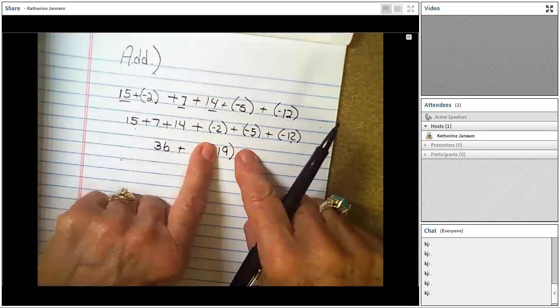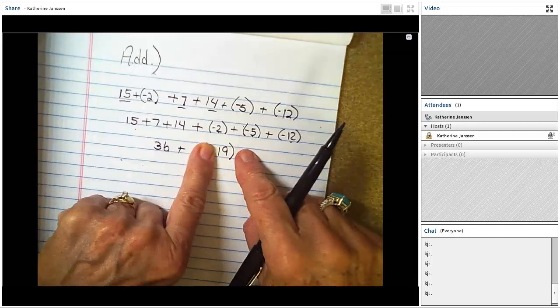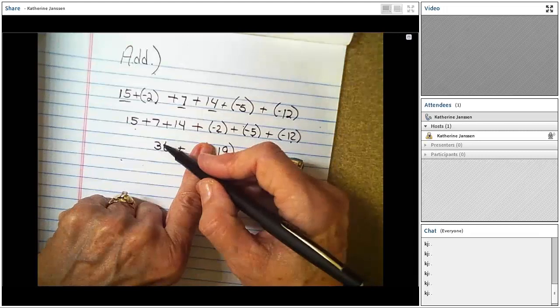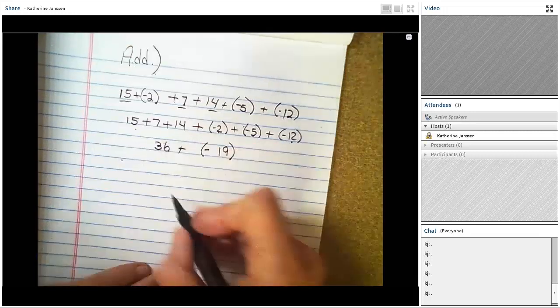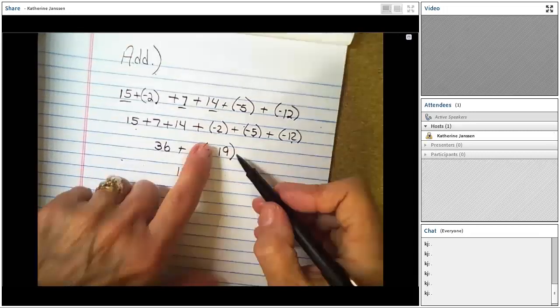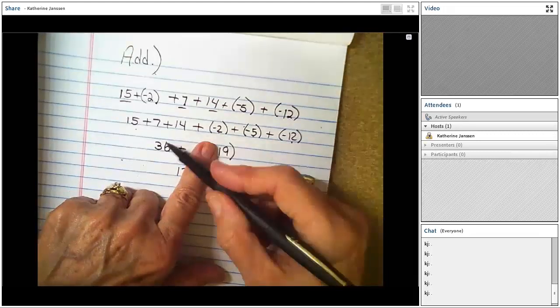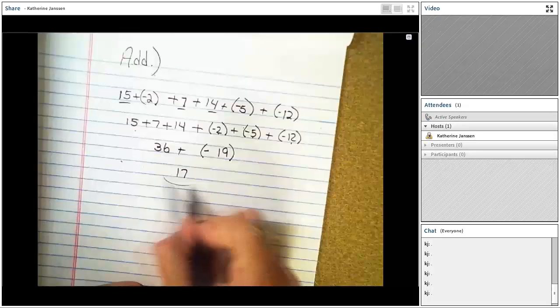remove the sign. Absolute value, we're looking at the positive value of the number. Subtract the smaller from the larger. 19 from 36 is 17. And then we keep the sign of the absolute value which is larger. And 36 is larger than 19, so we're going to keep the positive sign.